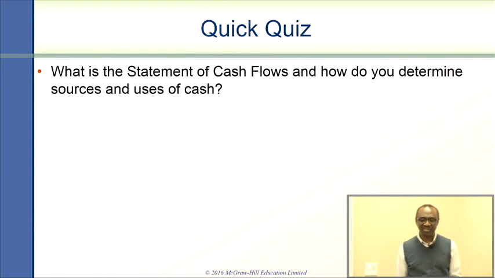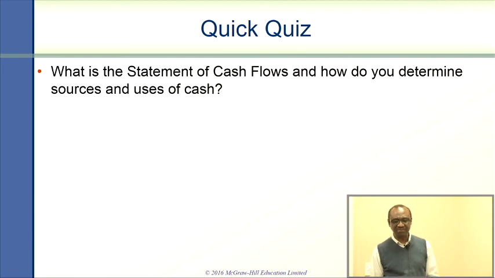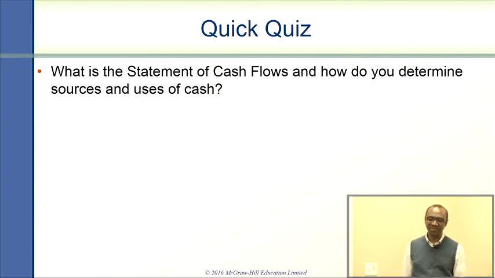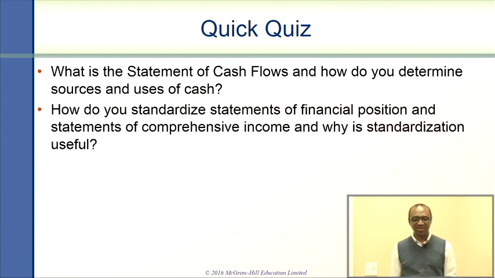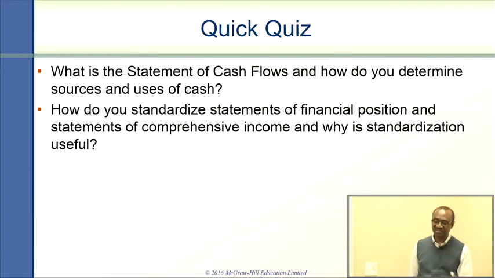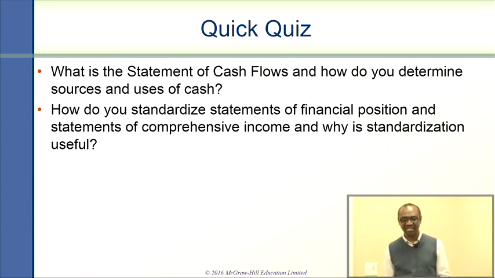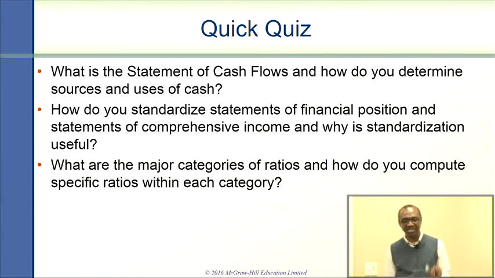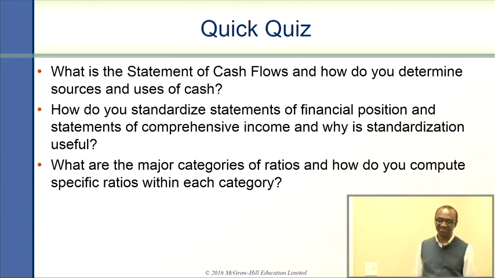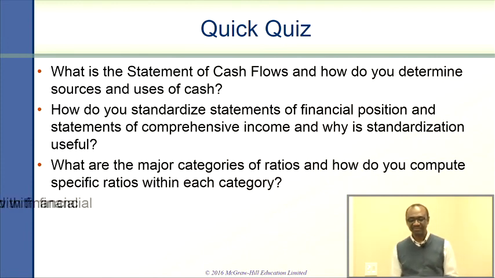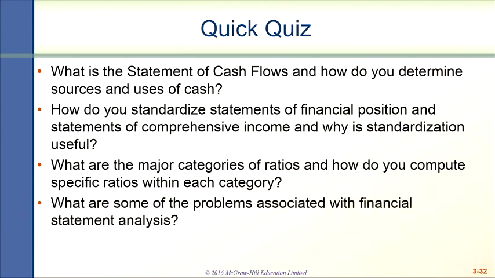So here's the quiz on what we covered. We look at what a financial statement is, the statement of cash flows, and how we determine sources and uses of cash, and also how we summarize the statement of financial position and comprehensive income, and why we standardize. These are some of the questions, and also what are some of the major categories of ratios, and how do we compute specific ratios in each category? And finally, what are some of the problems associated with these financial ratios, which you just looked at?